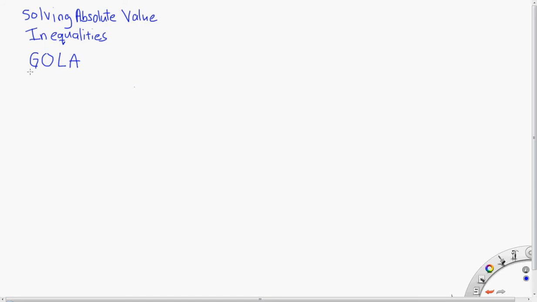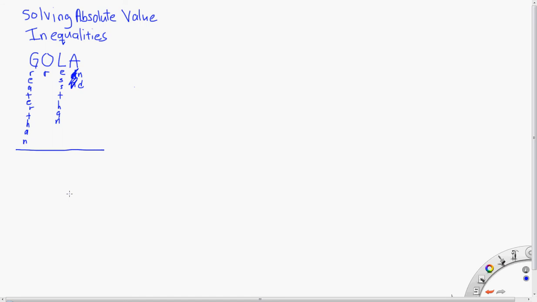G-O-L-A. G stands for greater than. O is or. L is less than. And the A is for and. So what this is saying is that if you have the greater than sign, you use the or. If you have the less than sign, you use the and. So let's see how this works.